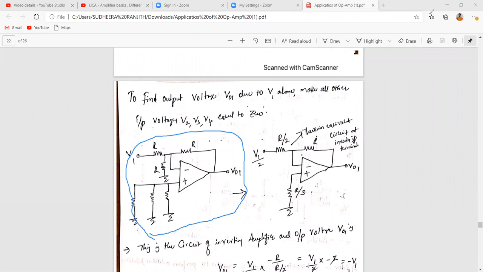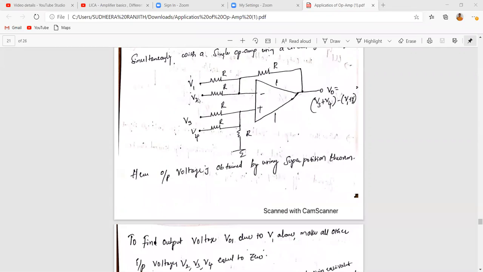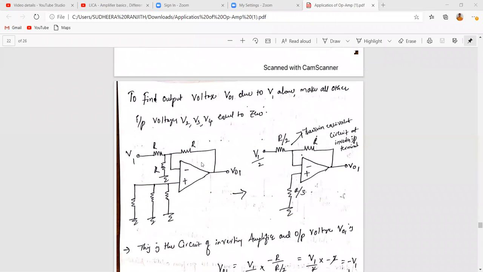So if you see this circuit, when V2 is zero, this R is connected to ground. This R is connected to ground, and this one is also connected to ground. That means four resistances are connected to ground. For inverting, a single resistance is connected to ground. For non-inverting, three resistances which are in parallel are connected to ground. So this is the modified circuit, right?